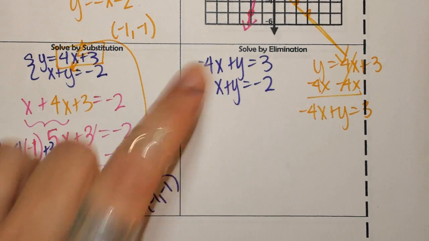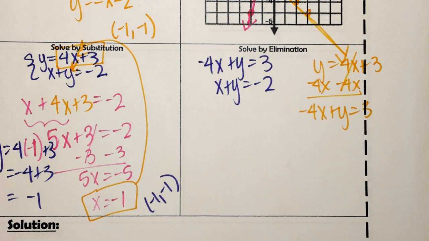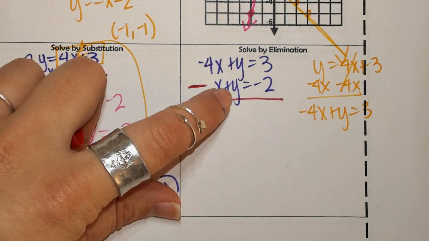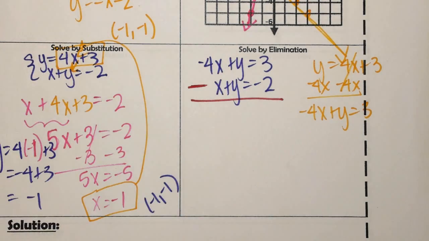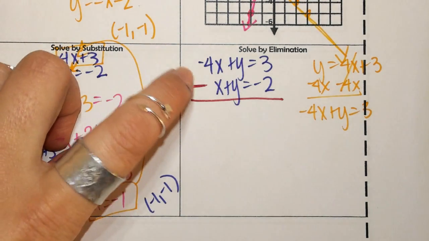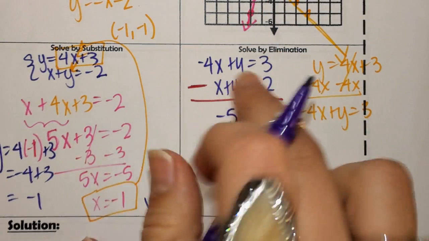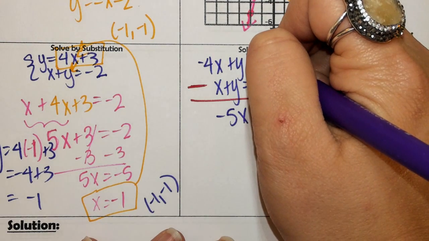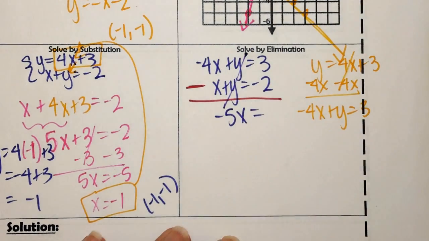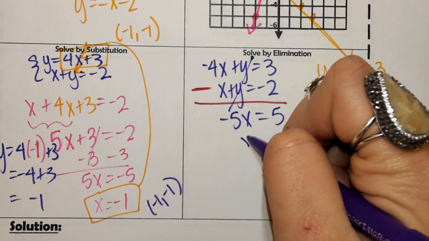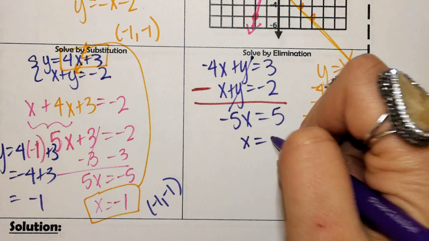We can eliminate our y's using what? Subtraction. Take a point. Now, they have the same coefficient of 1, and the same sign, so we subtract. What's negative 4x minus 1x? Yes. All right, what's y minus y? Zero. It cancels. It dies. What's 3 minus a negative 2? 5. X equals negative 1.